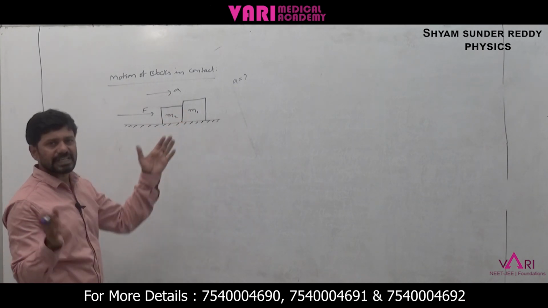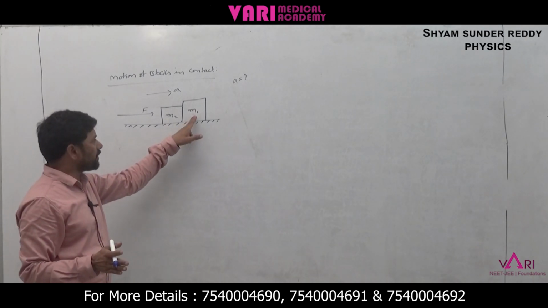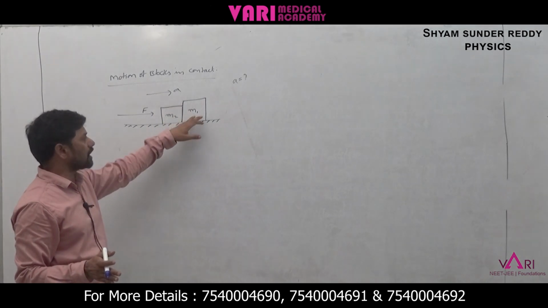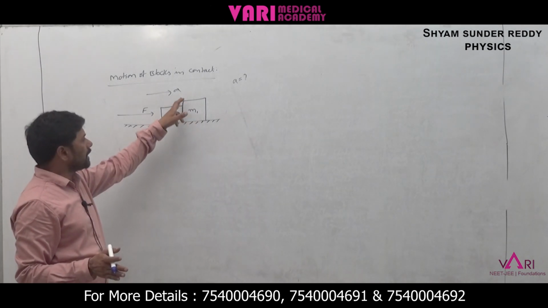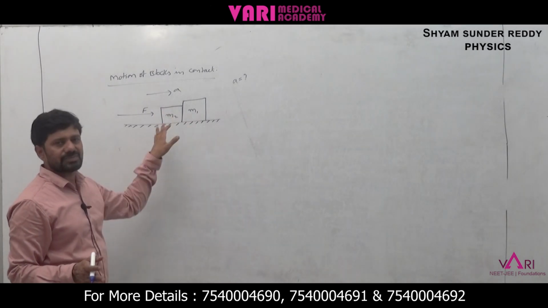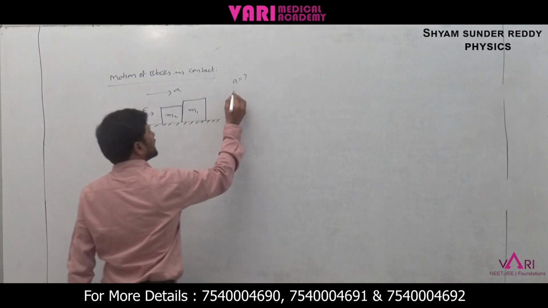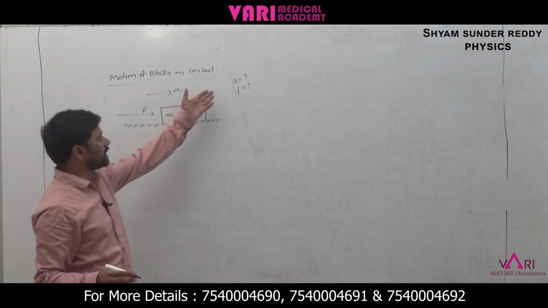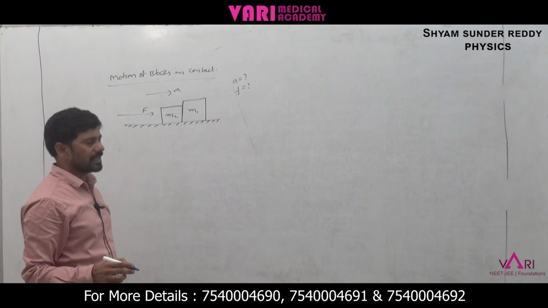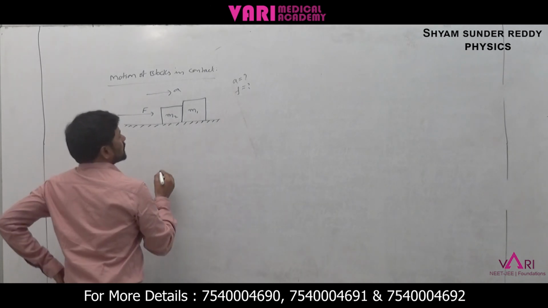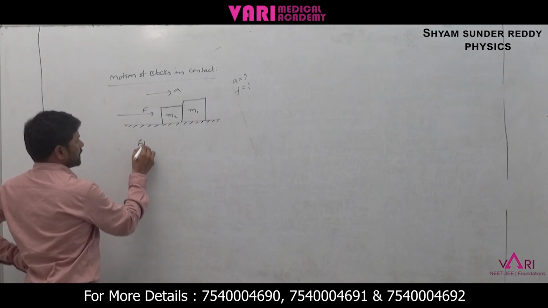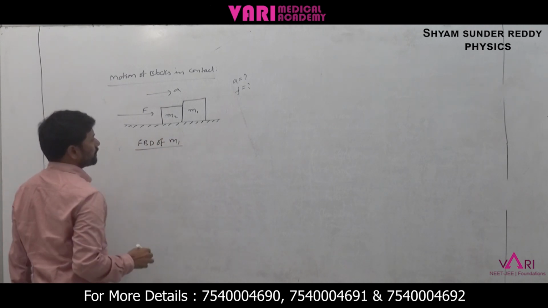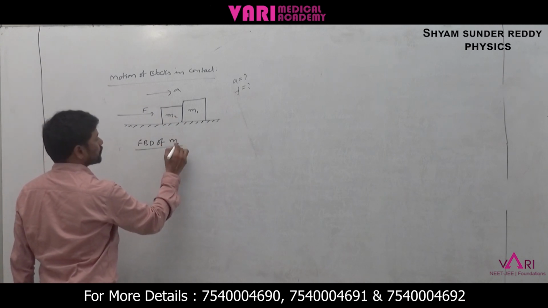M1 and M2 are in contact. So M1 applies some force on M2, and M2 applies some force on M1. So in between, some force is acting between the two masses. That is small f. What is f equal to? We need to find A and f here. So for that, we also find the FBD. FBD of M1 or FBD of M2 first.